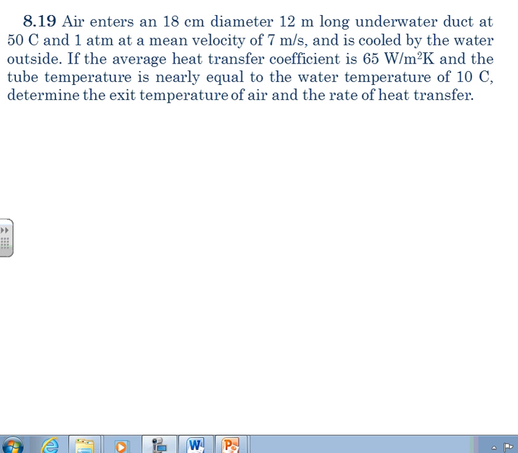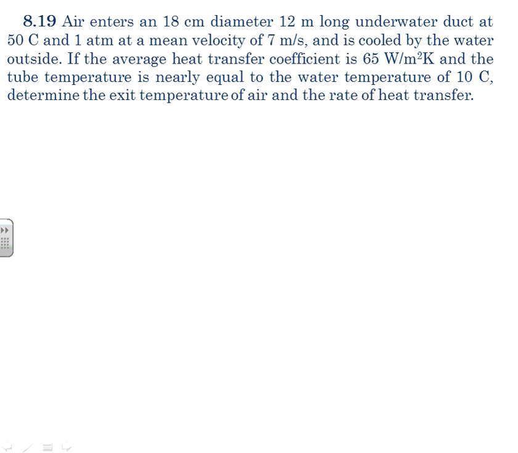Problem 819. Air enters an 18 centimeter diameter, 12 meter long underwater duct at 50 degrees C in 1 atmosphere at a mean velocity of 7 meters per second. It's cooled by the water outside. If the temperature is nearly equal to the water temperature at 10 degrees C, determine the exit temperature of the air and the rate of heat transfer.